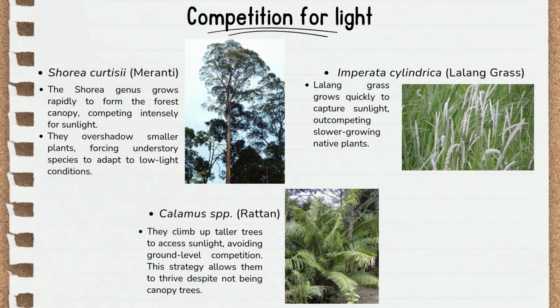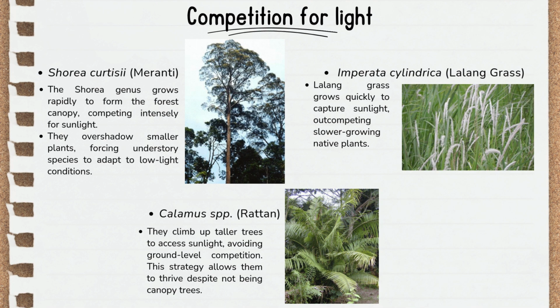First, competition for light. The Shorea genus grows rapidly to form the forest canopy, competing intensely for sunlight. An example is Shorea curtisii. They overshadow smaller plants, forcing understory species to adapt to low light conditions.